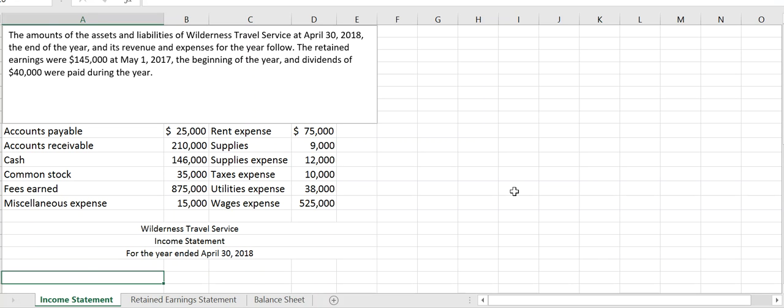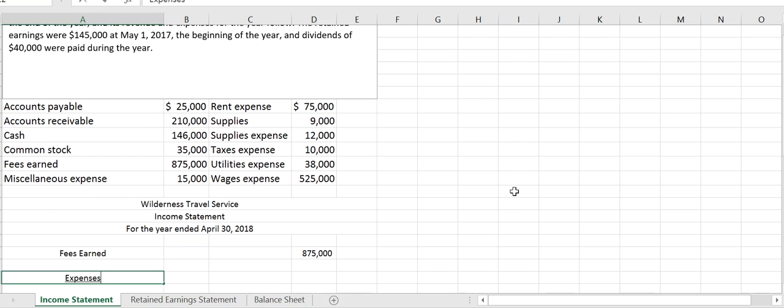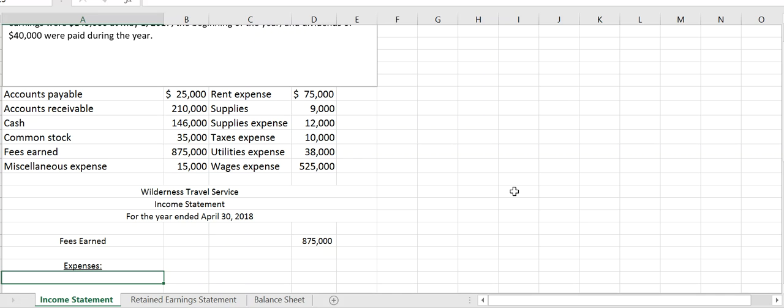What we start with is our revenues. We're a service business, so our revenues are represented by the account fees earned. It's representing how much we've charged our customers in fees for actually providing or earning those services. So they tell us in this problem that we have $875,000 in fees earned. That goes right into our total column since we only in fact have one. The next one we're going to do is we're going to list out our expenses. Since we have more than one expense, we are going to give that section a title called expenses. And then we're going to list out each one of our expenses again in order of greatest to least, with our miscellaneous expense coming last.